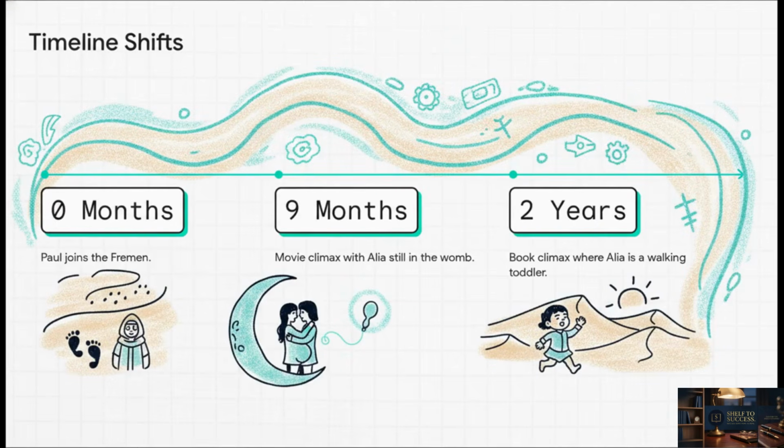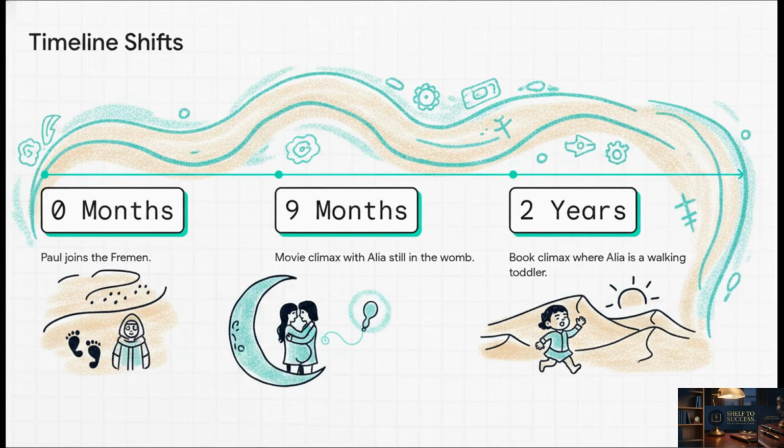Now, this timeline comparison brilliantly illustrates exactly why those cuts were so necessary. The movie undergoes a massive structural shift by completely removing the book's 2-year time jump. In the text, Paul spends roughly 2 years with the Fremen before the big climax. In the film, that whole period is compressed to less than 9 months.